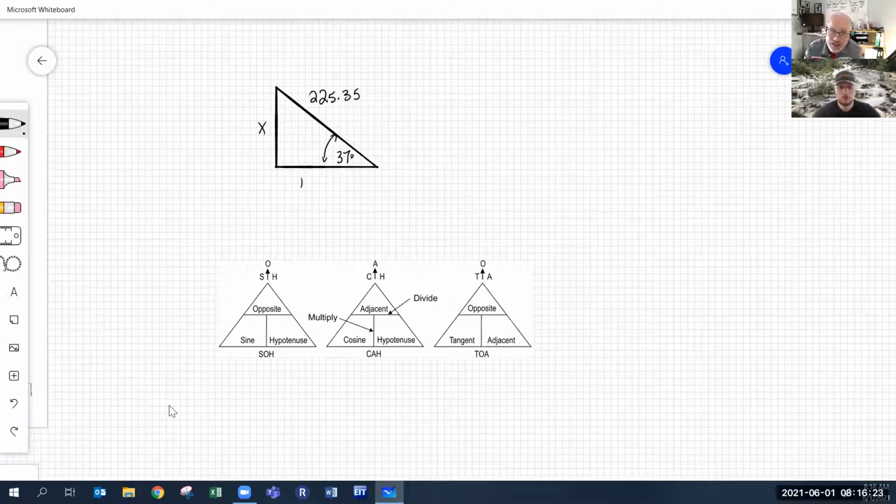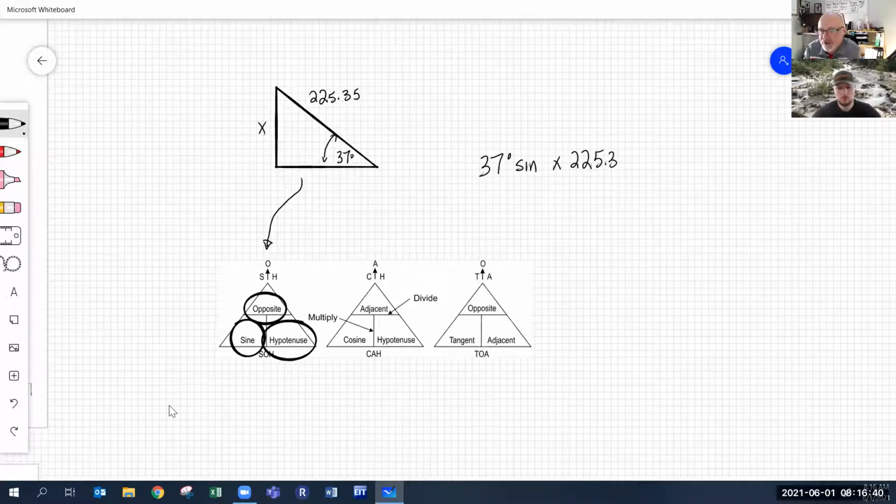So clearly, we have to use this formula triangle. We want the opposite, we have the hypotenuse, and we have the angle. So it's 37-degree sine times 225.35 equals my x, or side opposite. And that comes out to 135.61. Not too bad, huh?